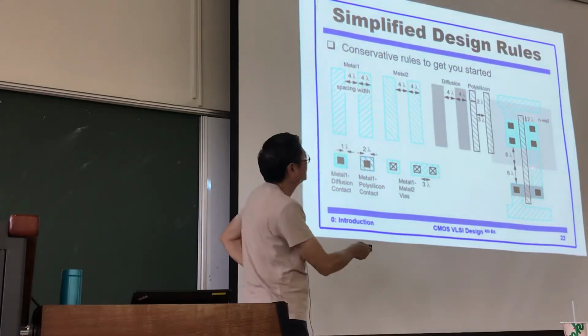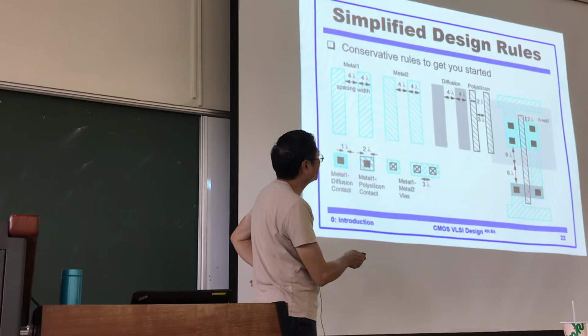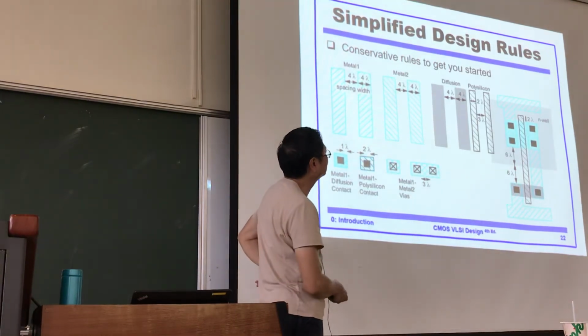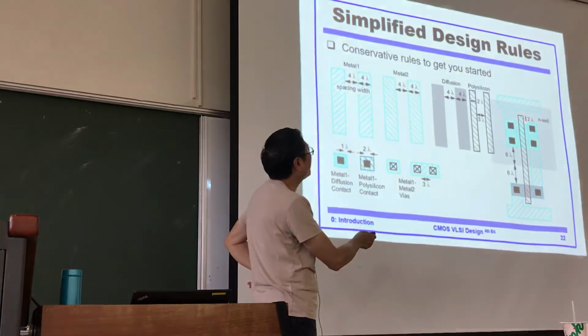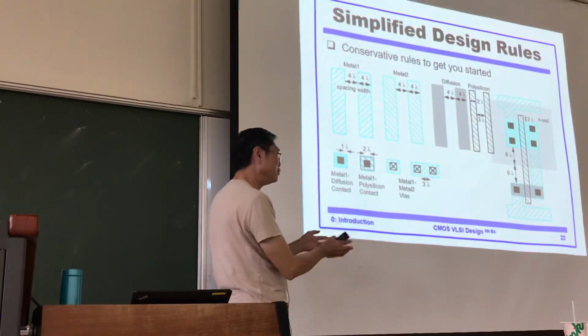For example, this polysilicon above the PMOS transistor and NMOS transistor. It is a PMOS transistor. The N well containing the PMOS transistor has to be 6 lambda from the boundary to the diffusion. And the polysilicon has to go over the diffusion to form the transistor, extending at least 2 lambda. Otherwise, it won't work in manufacturing.